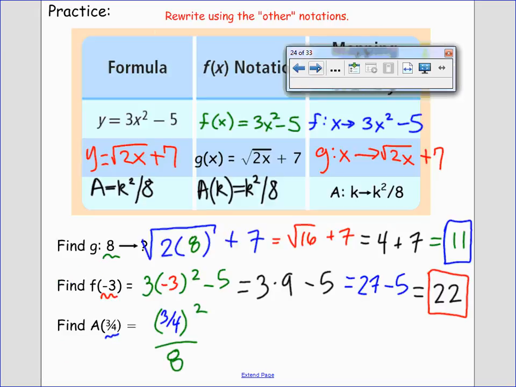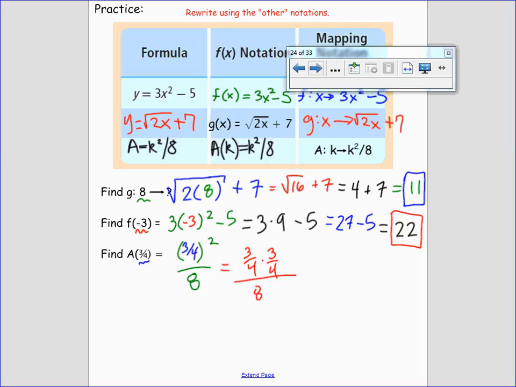Recall that 3/4 squared means 3/4 times itself, 3/4 times 3/4. So as I'm working out my intermediate steps, I do squared before I ever do division by 8. I'll do 3/4 on top times 3/4, still all over 8. Recall your rule for multiplying fractions is straight across. So this equals 3 times 3, 27, over 4 times 4, 16, and that's still all over 8.